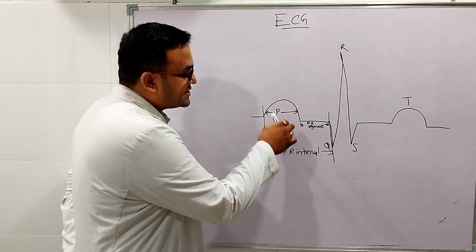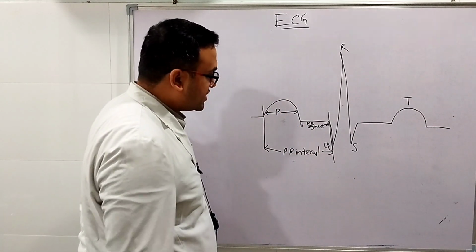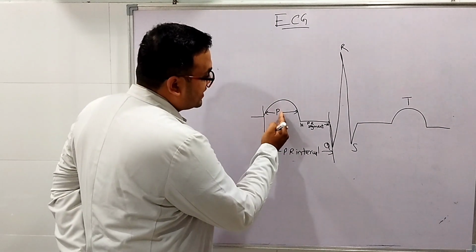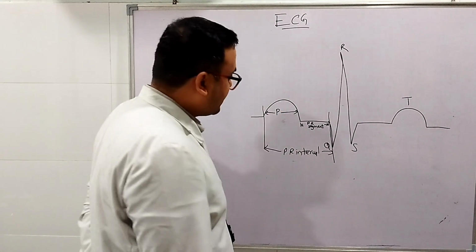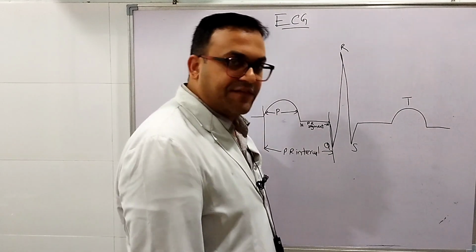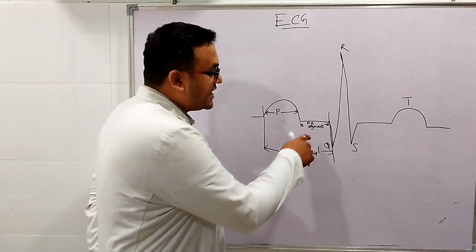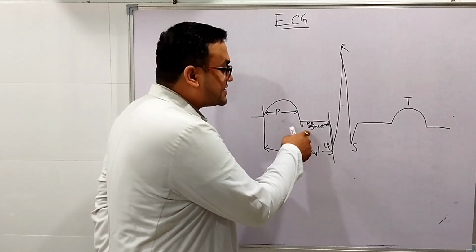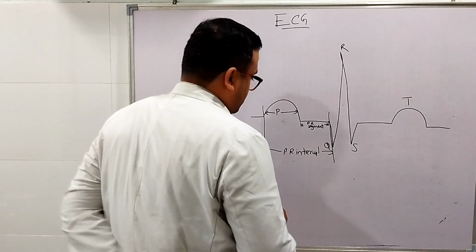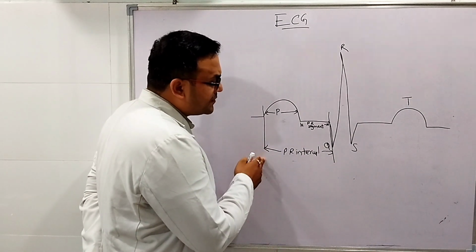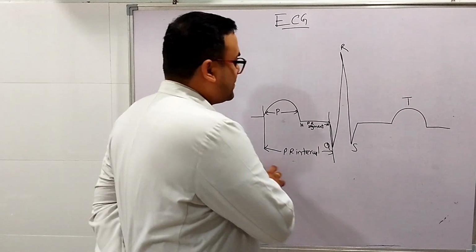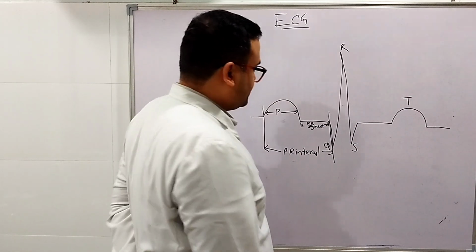So the P wave is the atrial depolarization. The initial part is the right atrial depolarization. The later part of the P wave is the left atrial depolarization. The PR segment is the AV nodal delay, and remember this PR segment, we take this as the baseline. This is the baseline of the ECG. And from the starting of the P wave to the starting of the QRS, that is the PR interval.